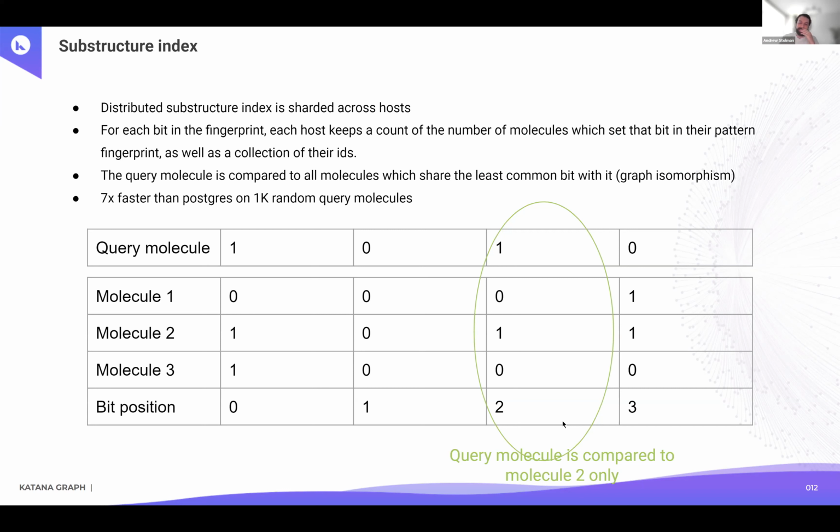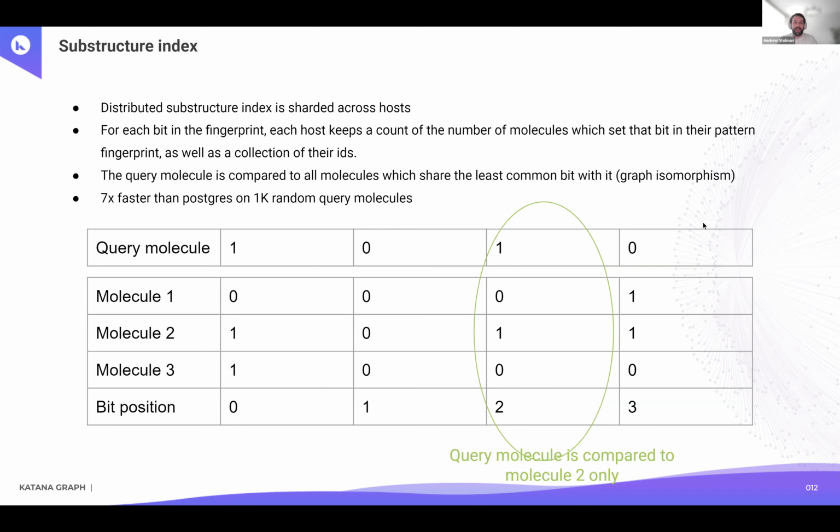So we played around with a few methods on how to do this. And the fastest thing we found was you get all your pattern fingerprints. So every host is responsible for some chunk of the graph, some number of molecules. For all the molecules it's responsible for, it computes the pattern fingerprints, and it stores them in a table like this, where you can see each row here is a different pattern fingerprint in the table.